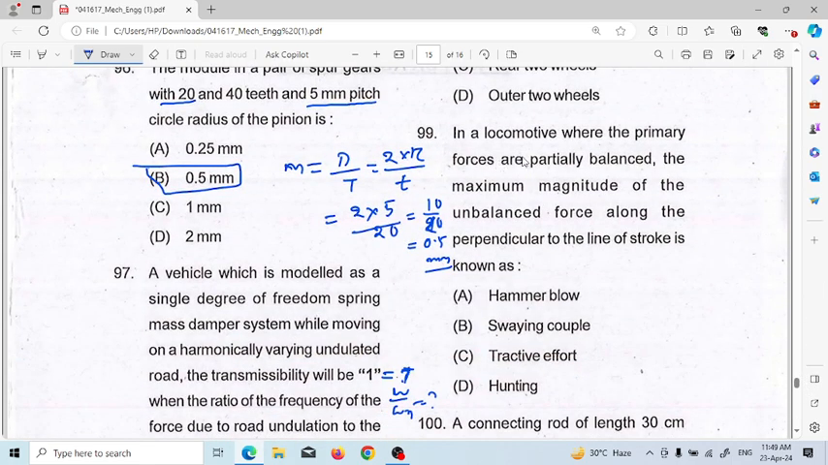Next, 99. In a locomotive where the reciprocating forces are partially balanced, the maximum magnitude of the unbalanced force along the perpendicular to the line of stroke is known as: hammer blow, swaying couple, tractive force, hunting force. So the answer will be hammer blow. Hammer blow is perpendicular to the line of stroke.